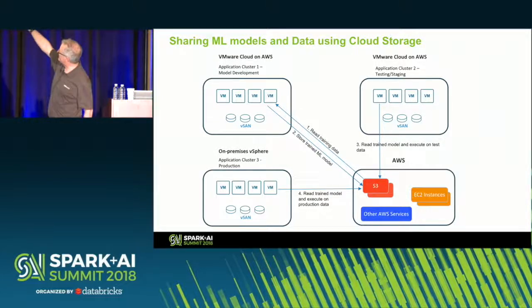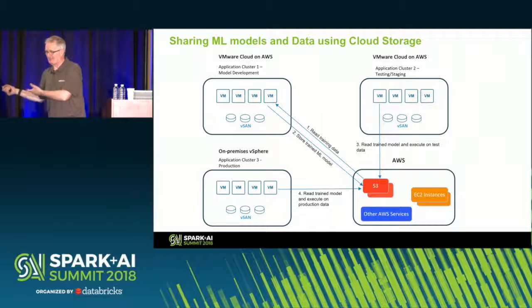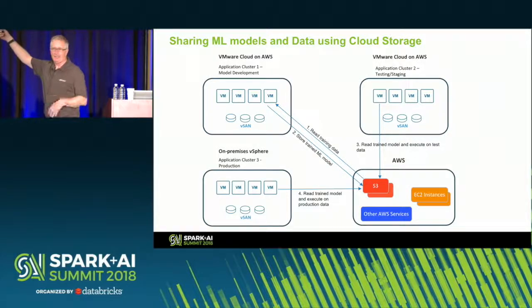Then the testing cluster, that's the application cluster 2 on the top, right-hand side, is reading the trained model and executing that trained model against test data. Remember the golden rule of machine learning, 70% of your data is for training, 20% is for testing, and 10% is for more testing. So that's the testing phase there where you're operating your trained model against data that it's never seen before to see if it comes up with reasonable results.